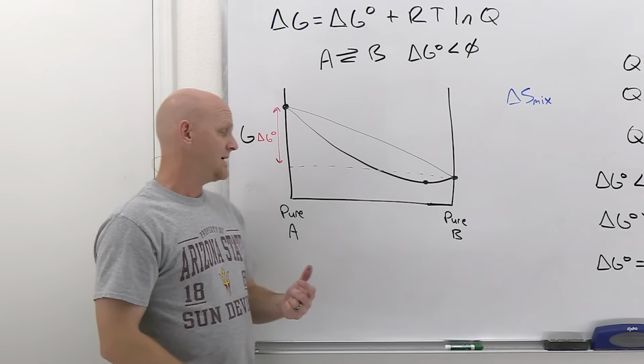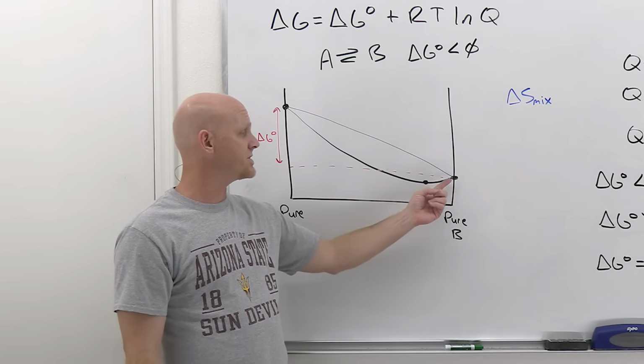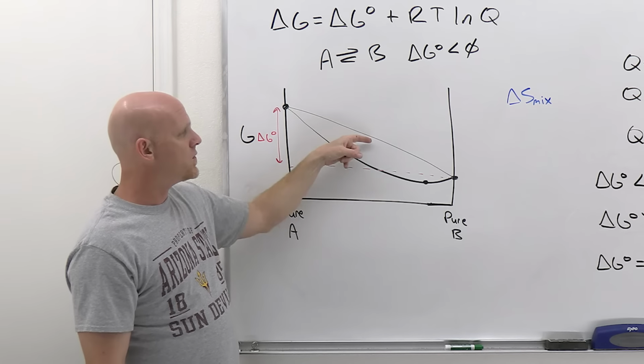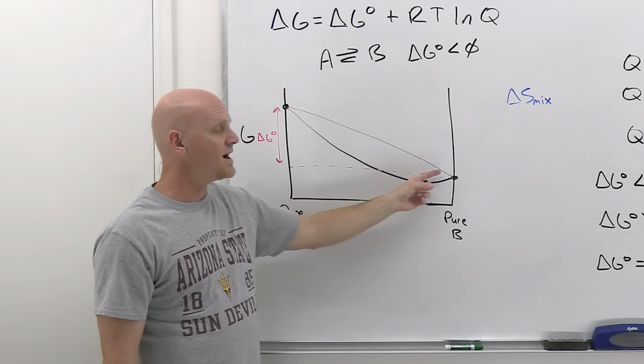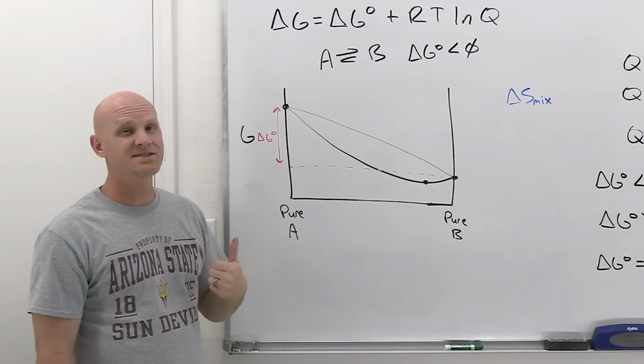So if you have pure A over here, there's no mixture. And if you have pure B over here, you have no mixture, and you're right on those points. But anywhere in between, you're going to be lower in free energy than this straight line because of the mixture, leading to a greater number of microstates and greater entropy.